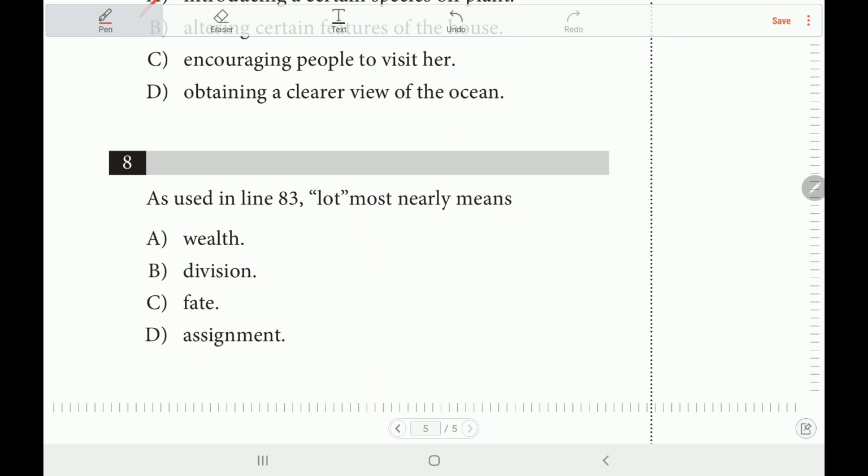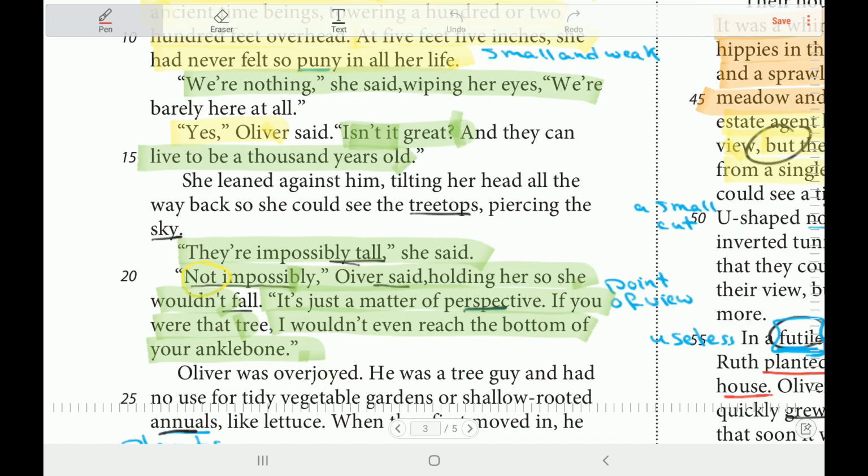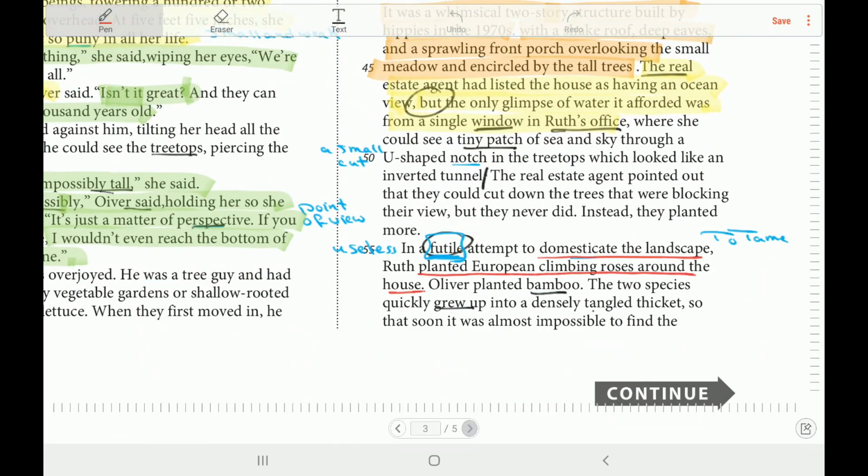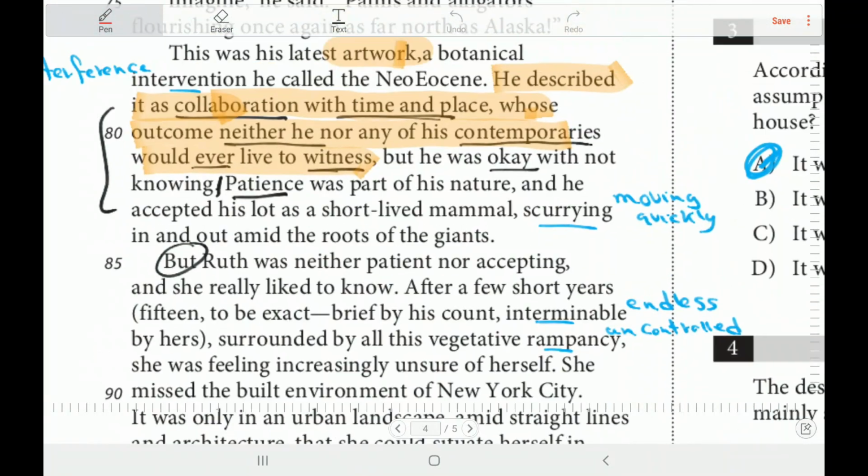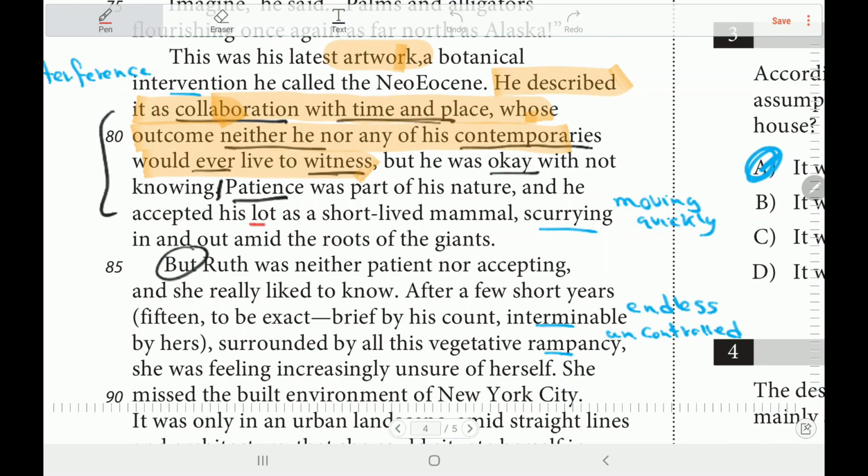Okay, 8. As used in line 83, lot most nearly means wealth, division, fate, assignment. So let's go and read and plug it in. Okay, 83. Okay, and here we go, 1, 2, and 3, and lot. So patience was a part of his nature, and he accepted his lot as a short-lived mammal. So what did he accept? He accepted his destiny as a short-lived. You know, we are mammals, so we are short-lived, right? So he accepted his destiny.